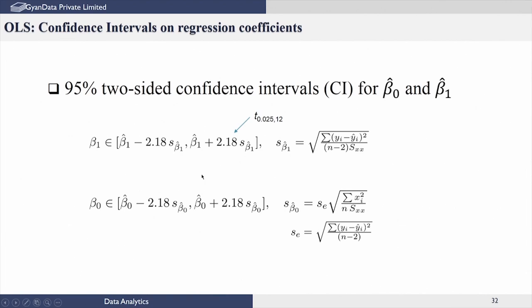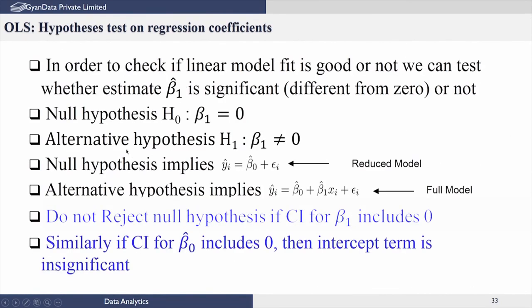So, having constructed this 95% confidence interval, you can also use it for testing whether the unknown beta naught is equal to 0 or not, or the unknown beta 1 is equal to 0 or not, which is what we will do. So, let us look at why we would want to actually do these hypothesis tests.